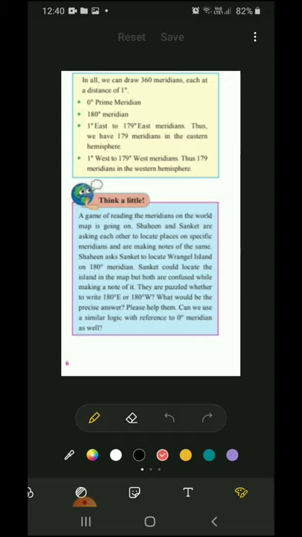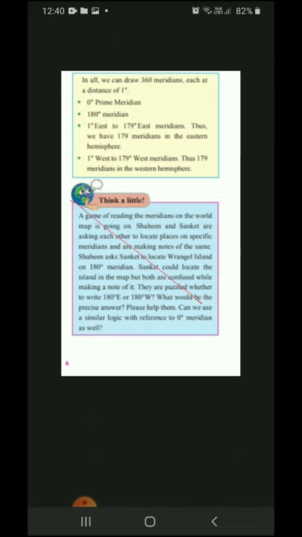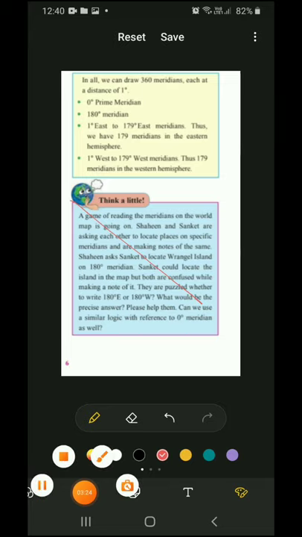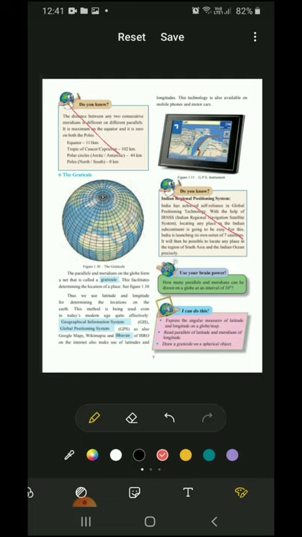A little part is omitted. We are on the final page now, page number 7 of chapter 1. The Do You Know part is not there. Students, please note, this Do You Know part is not there.